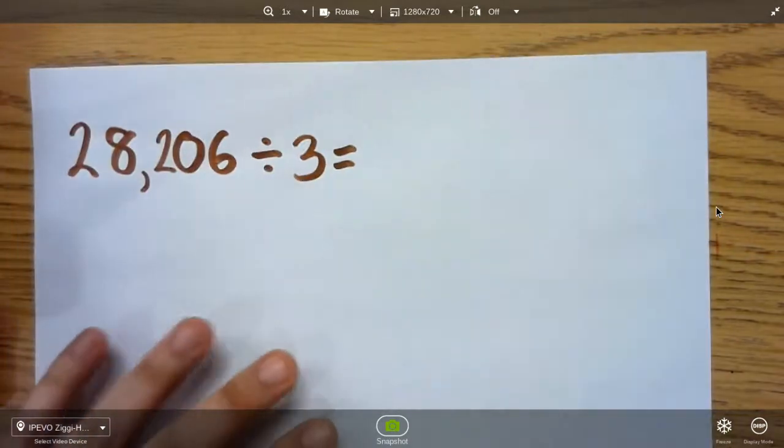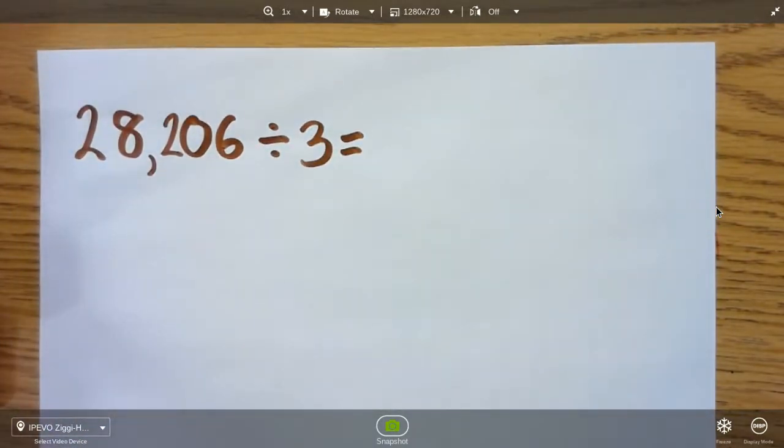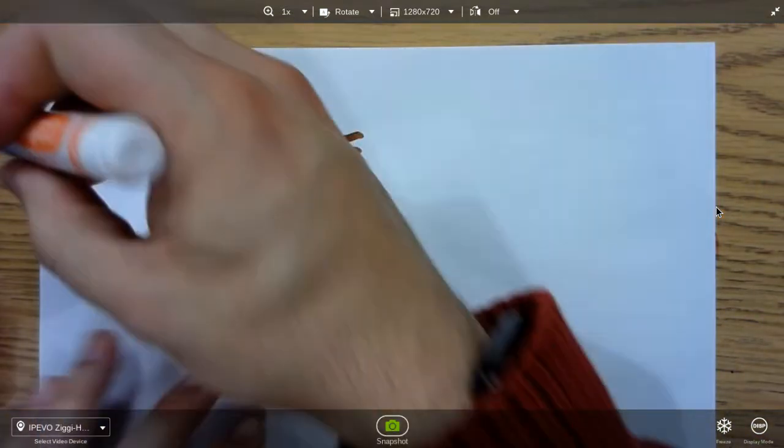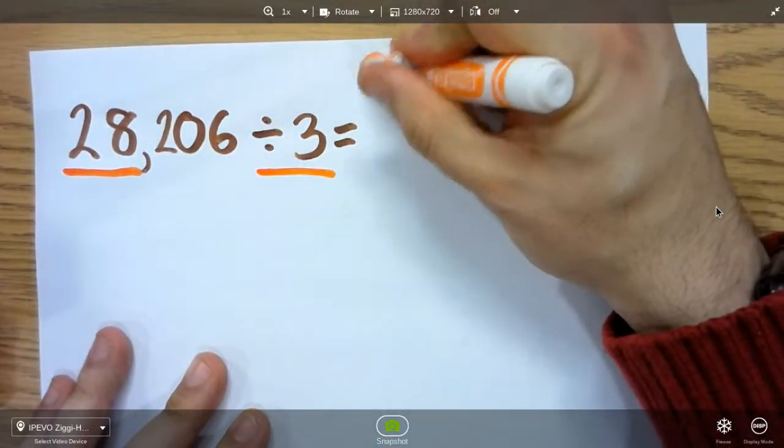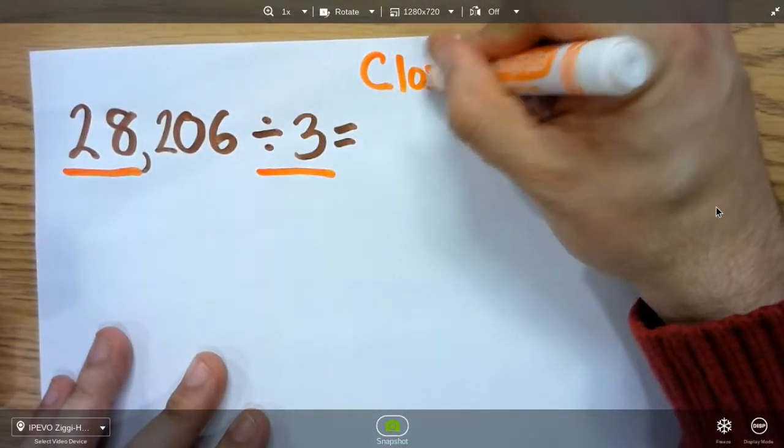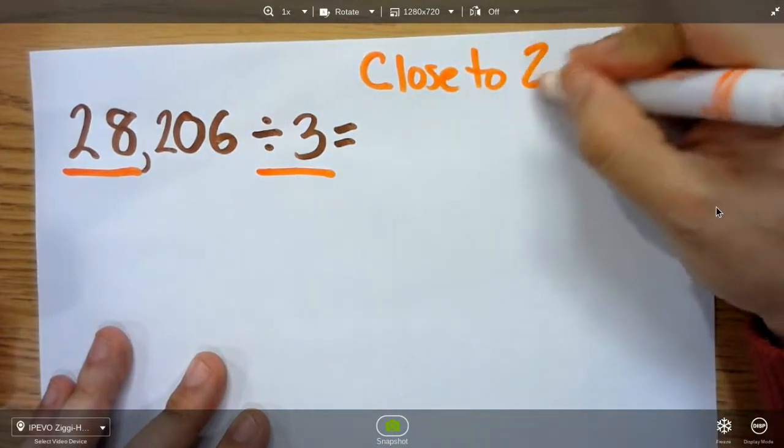Let's take a look at one last problem. Holy mackerel, this is a big one, 28,206. My point in coming up with this bigger number is to show you that it doesn't really matter how big it is, because the same strategy is going to work for all of these. So if I choose my first two numbers, 28, and I'm dividing by 3, I want a division problem that's close to 28 divided by 3.